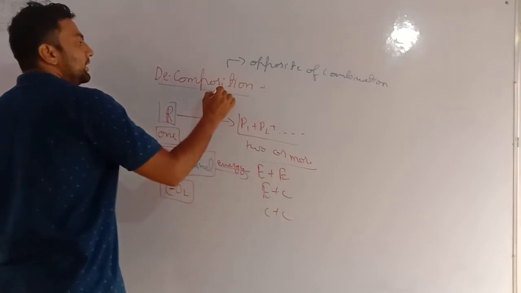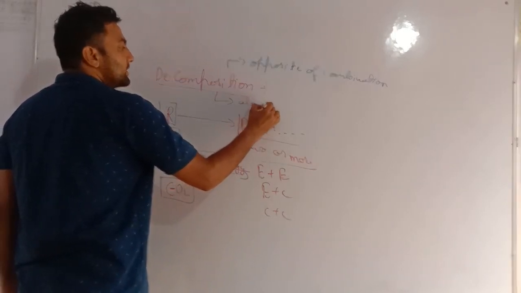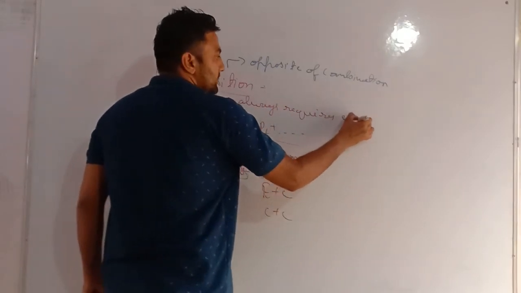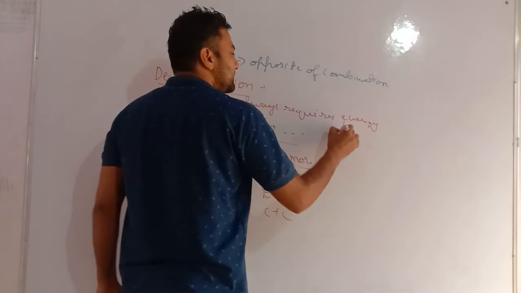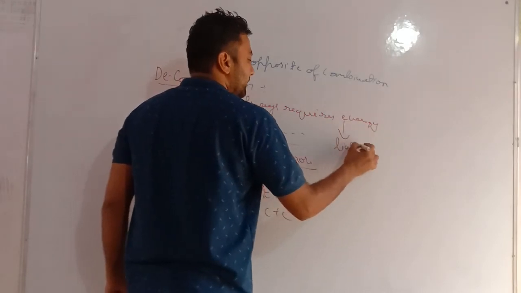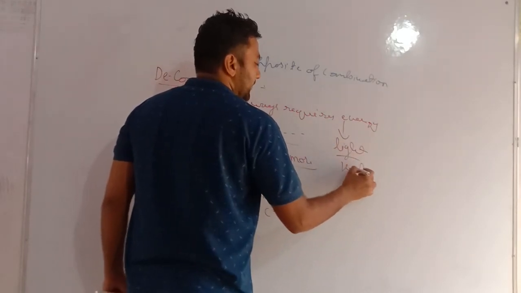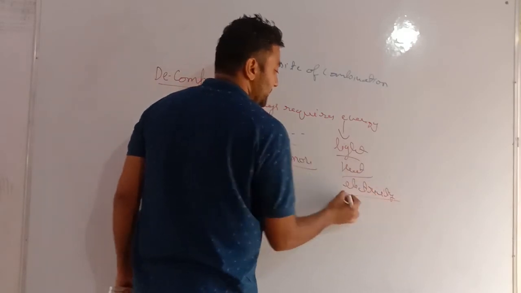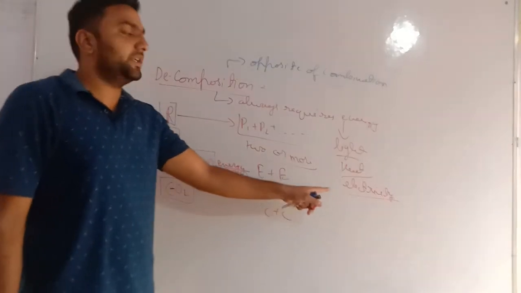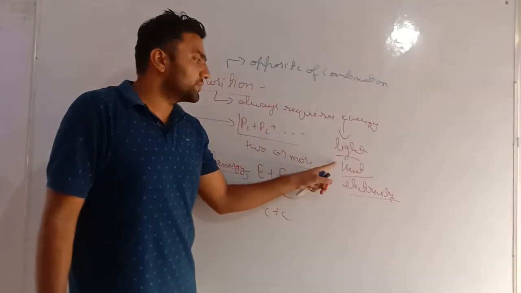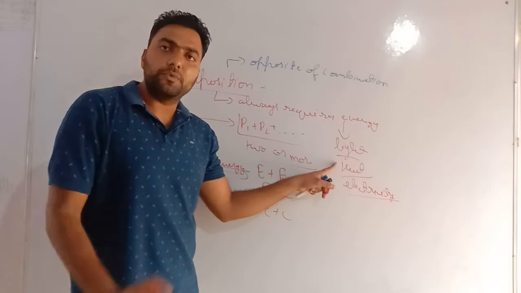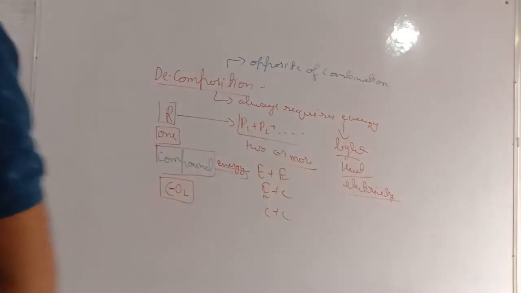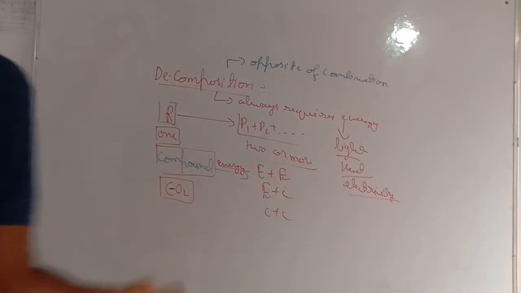Very important. Decomposition reaction always requires energy. This energy can be in any form, either light, heat, or electricity. If I use electricity for decomposition, it is known as electrolysis. If I use heat, then it is known as thermal decomposition. And if I use light, then it is photo decomposition. We will take few examples.